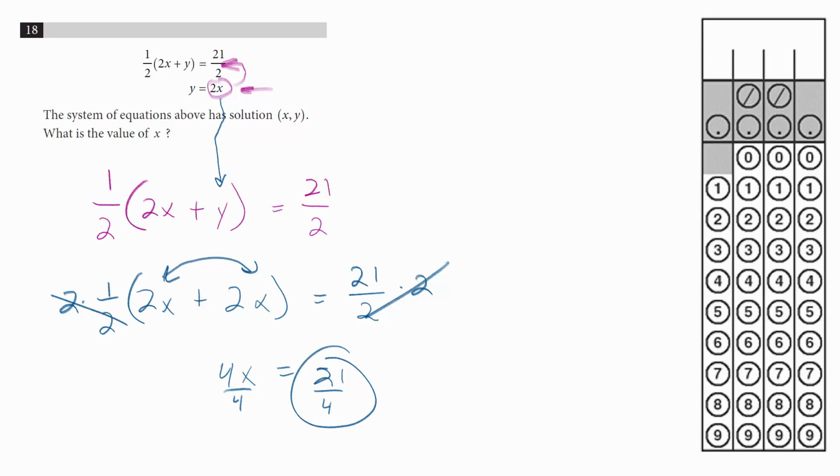is my answer. So I can write this as 21/4, or if you choose to write it in decimal, this would be 5.25. Either of these are acceptable, but I'm going to write 21/4. So that means I bubble 21/4.